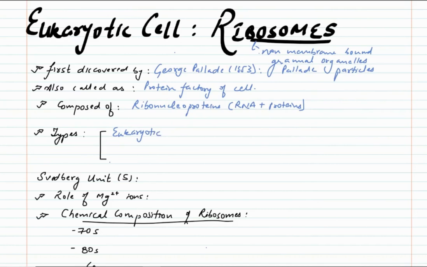Now there are two types of ribosomes. One is the eukaryotic type and the other one is the prokaryotic type. The eukaryotic ribosomes are 80S ribosomes, and the prokaryotic ribosomes are 70S ribosomes.